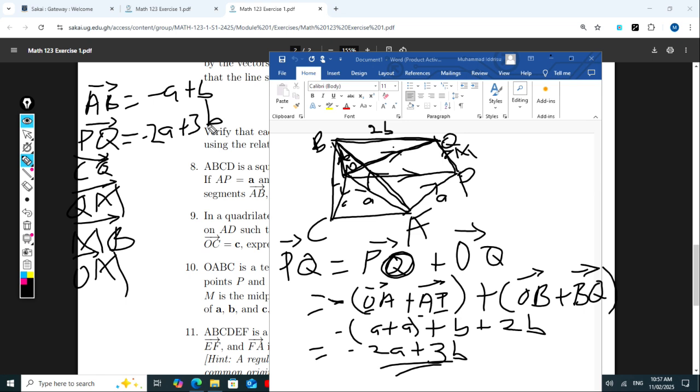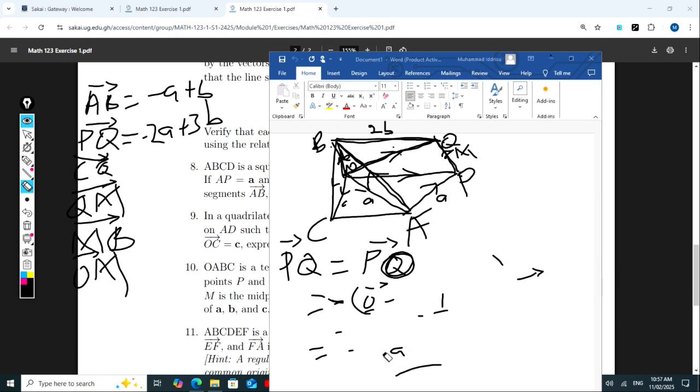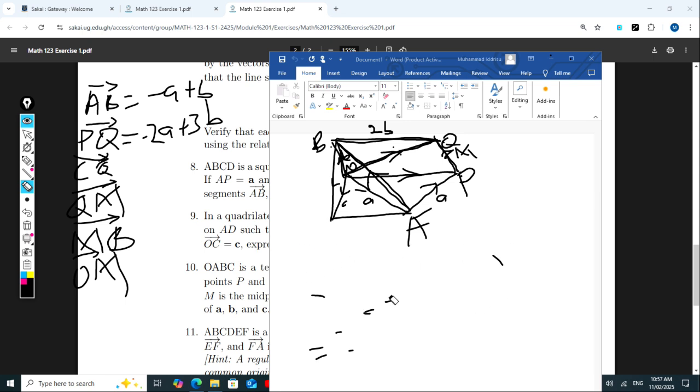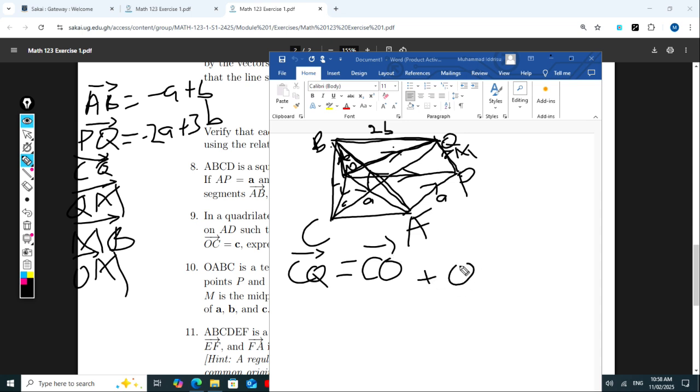Okay, let's continue with our findings. Now we are going to find CQ, from C all the way to Q. So using our triangular law of vectors, you can guess the points that we need to find CQ. We need CO plus OQ.